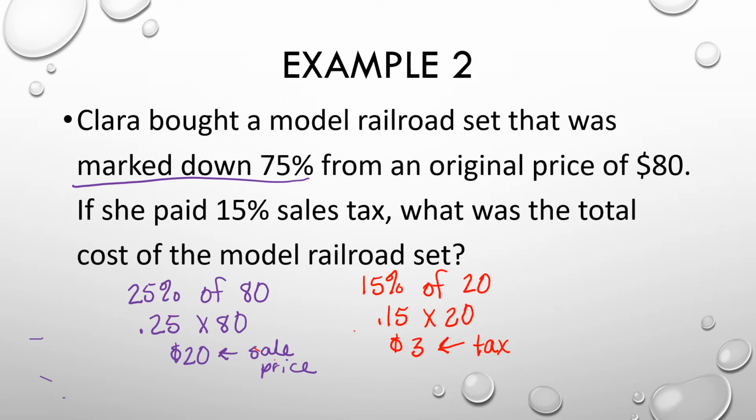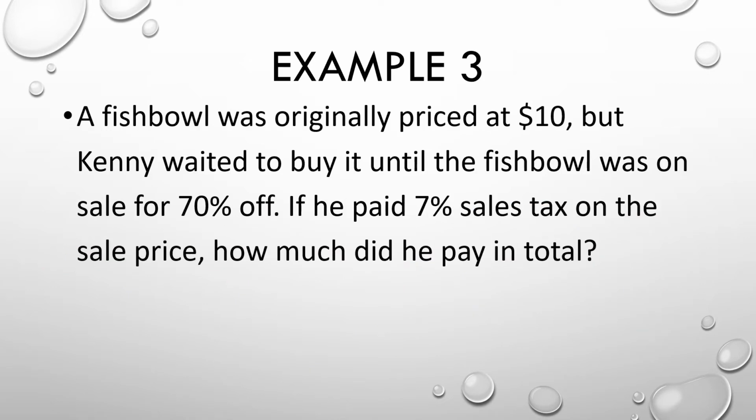Okay, make sure what the question is asking you for, which you need to be cautious of every single time. And again, we're looking for the total cost. Okay, so to find our total cost, we're going to take our sale price of 20. We're going to add our tax of $3. So our total would be $23. Pause your video and try example 3.